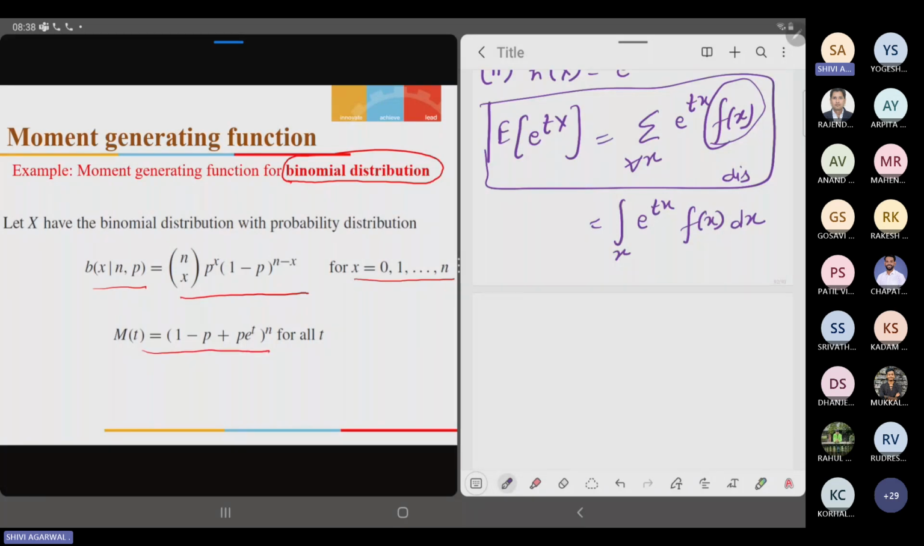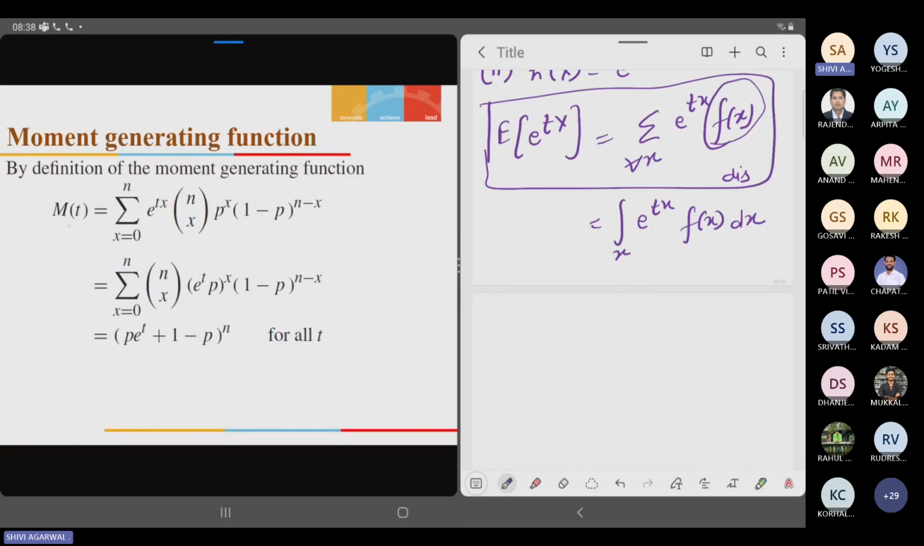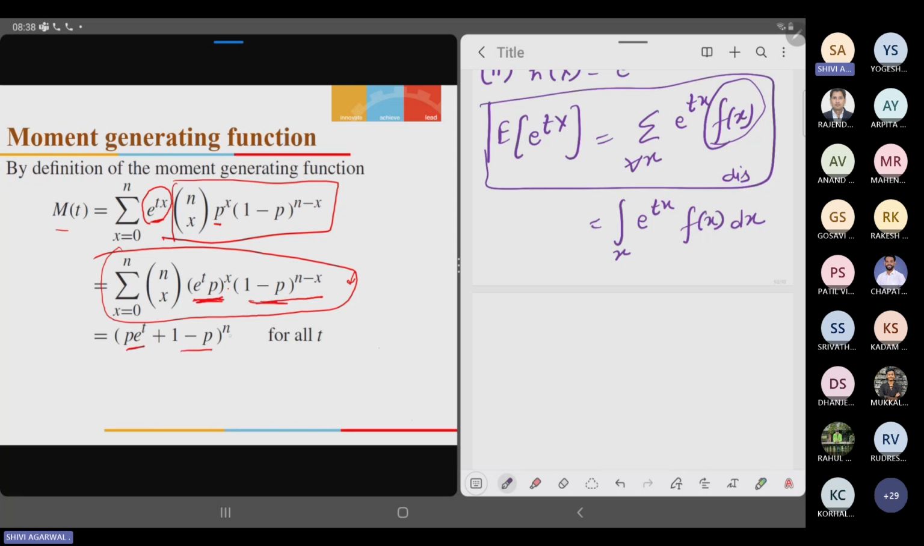How can we do it? We can just use the direct formula. So M_X(t) is equal to what? We take e to the power tx, and this is our f(x). Now we write e to the power tx with the p, so (p e to the power t) to the power x, (1 minus p) to the power n minus x, and by using the binomial theorem we can find it. This is the formula for the binomial expansion, so this is (p e to the power t plus 1 minus p) to the power n, because x is equal to 0 to n.